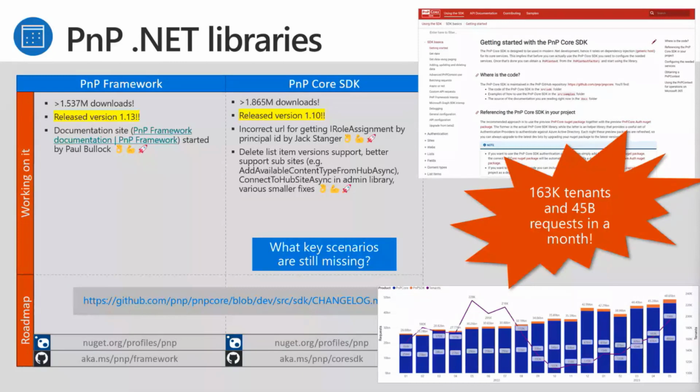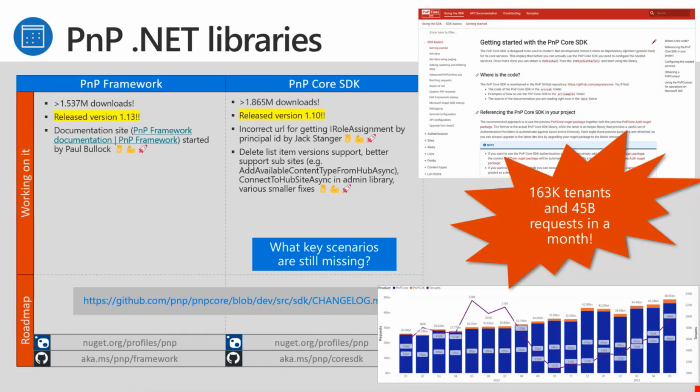Now, PnP Framework, a bit more classic, has 1.5 million downloads, and the PnP Core SDK keeps on growing, 1.8 million downloads in NuGet, which is mind-boggling. We're super curious on knowing where we should be investing, what's missing. Are they both feature complete? Probably not. So let us know what you would like to be available in those libraries. But that's pretty much all from this side. Thanks to everybody for contributions as well. And let us know, feedback is welcome.